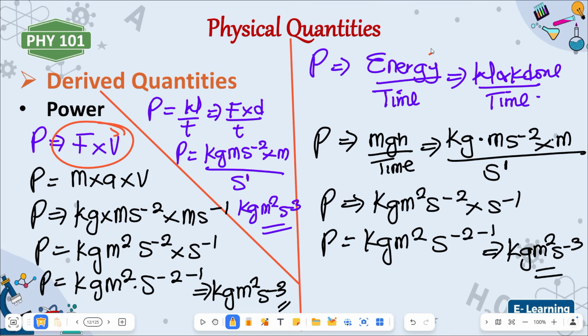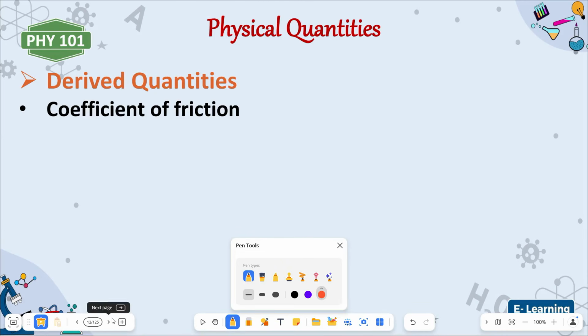Power could also be energy over time, maybe potential energy or kinetic energy. And power can also be work done over time. Any of the above is actually very, very correct. Is that okay? Exactly. Now, let's look at the next one.